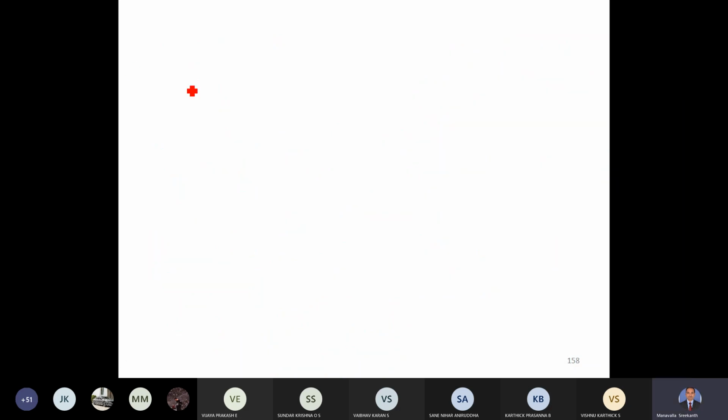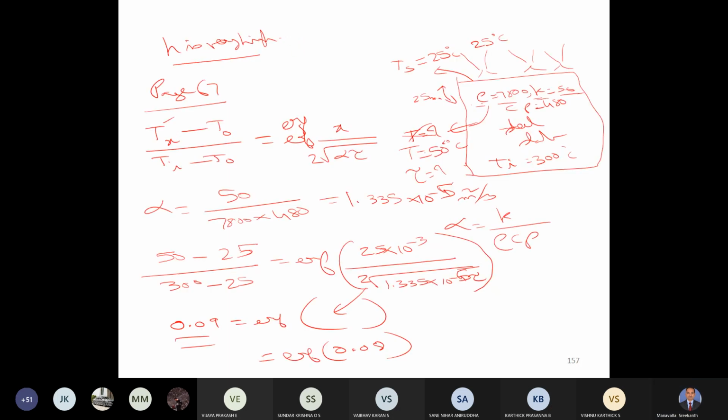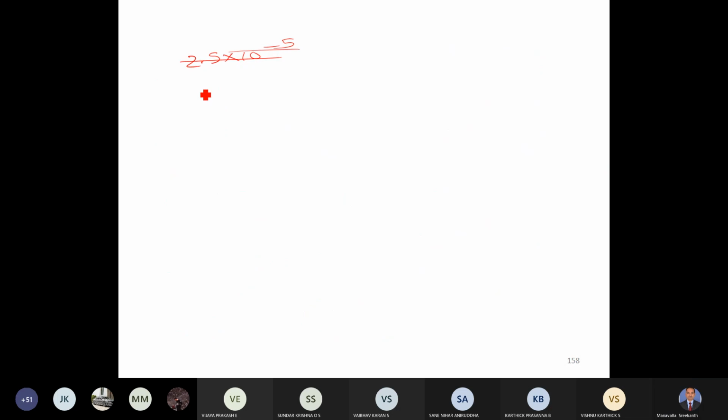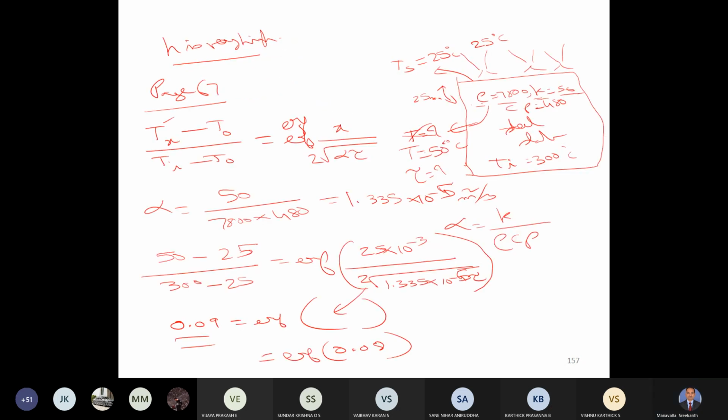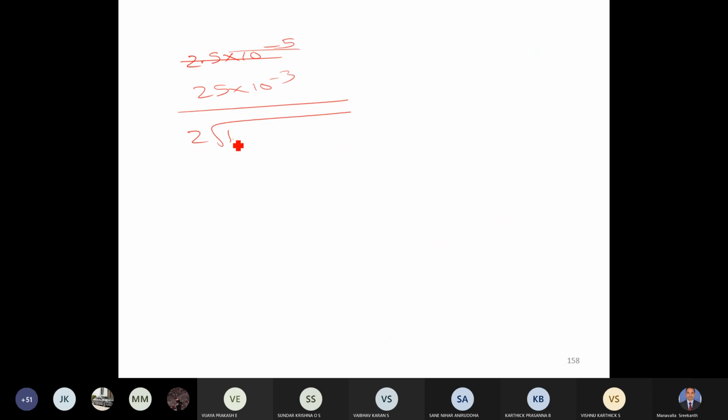So we'll have to rewrite this. 2.5 multiplied by 10 power minus 5 is the 25 multiplied by 10 power minus 6. Sorry. Multiplied by 10 power minus 3 divided by 2 root of alpha tau is equal to 0.08. So from this evaluate the value of tau. You will have to square it and then evaluate. So what do you get here? Evaluate and tell me.